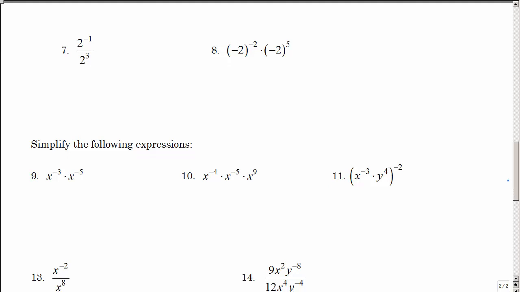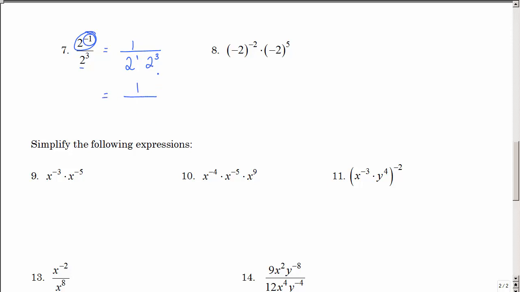Let's look at just a few more. Well, I have the same base dividing, and I could keep the base and subtract the exponents, but I'm telling you now, you're going to have a lot of trouble with all those negatives. So let's get rid of those negatives. Let's keep the 2 to the third power right where it is. But let's take the reciprocal of that, which would be 1/2 to the first power.